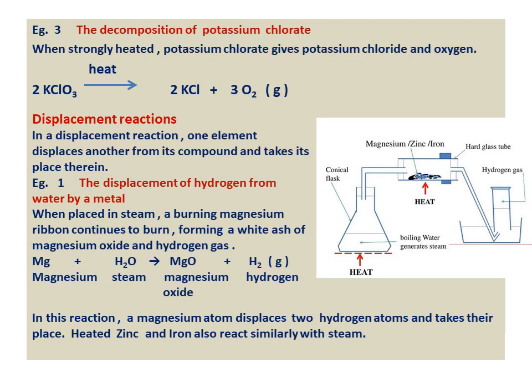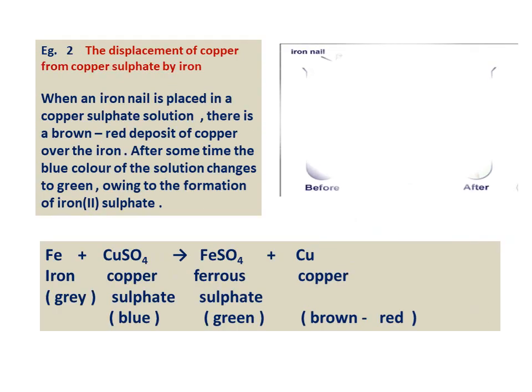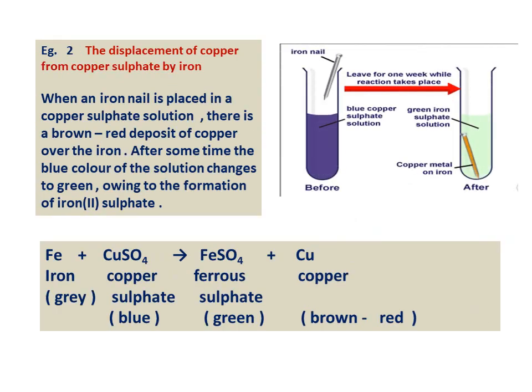In this reaction, a magnesium atom displaces two hydrogen atoms and takes their place. Heated zinc and iron also react similarly with steam. Example 2, the displacement of copper from copper sulphate by iron.